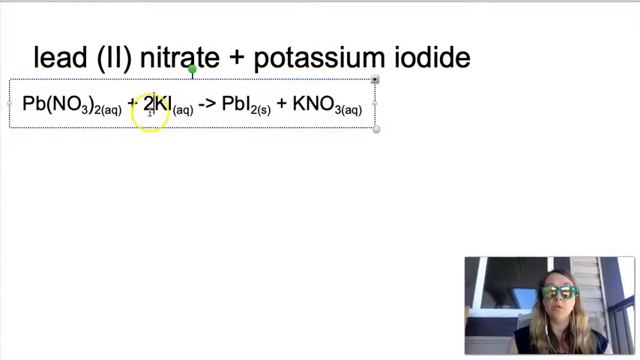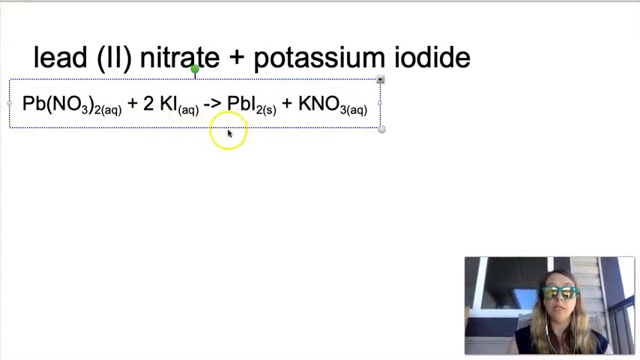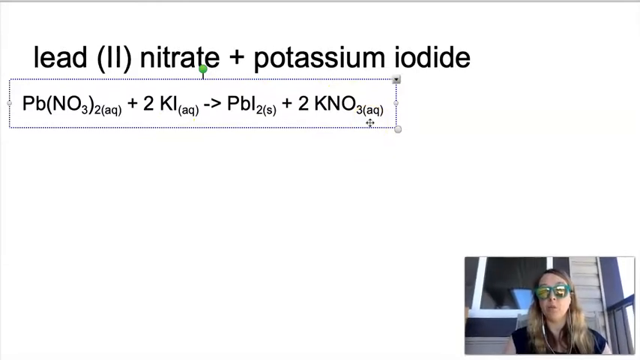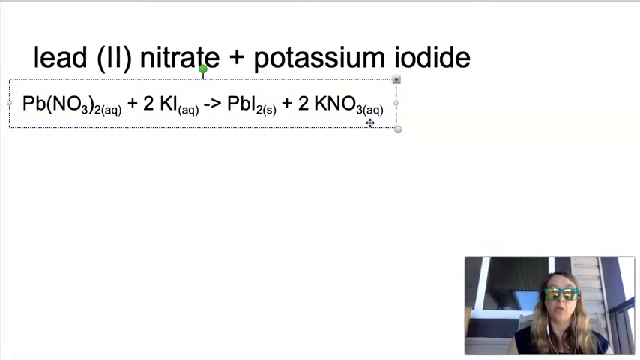So we need a 2 for the KI to balance out the I's. And then we need a 2 for that KNO3 to take care of the potassium and the nitrate. Okay, so this step everyone should be comfortable with. It's literally just write a balanced chemical equation and include your states. So step number 2 is going to be to write that total ionic equation.